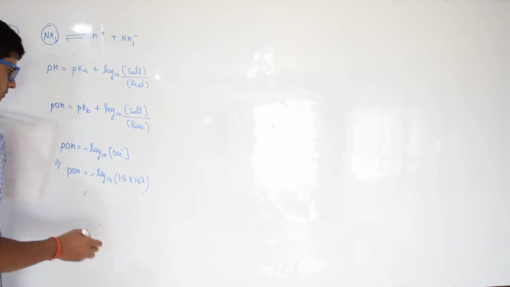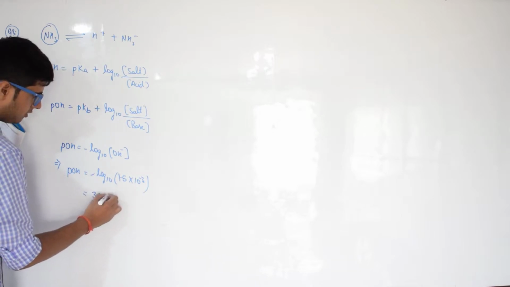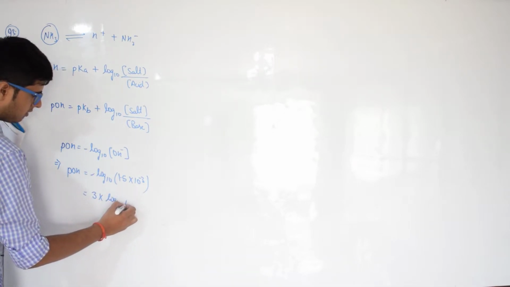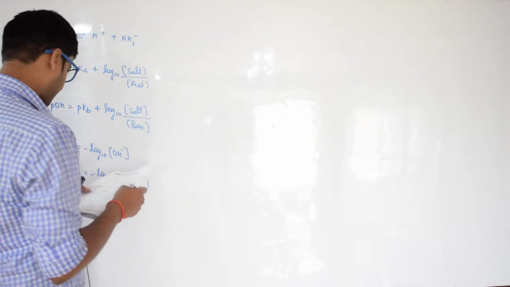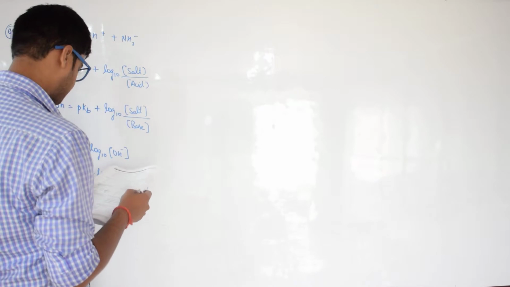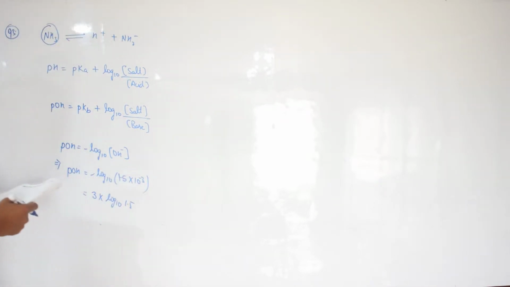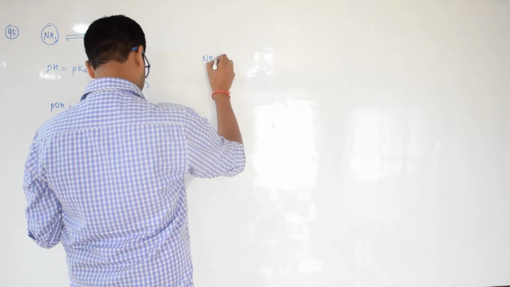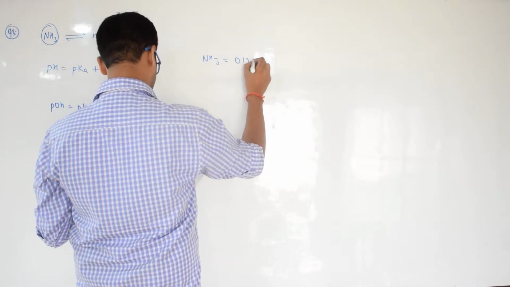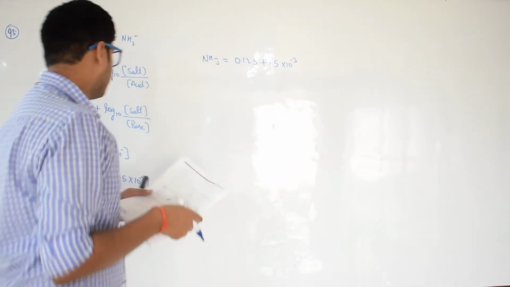On solving, this would be equal to 3 minus log 10 1.5. So, finally, when we calculate the concentration of NH3, it would be equal to 0.125 plus 1.5 into 10 raised to the power minus 3. This is the final answer.